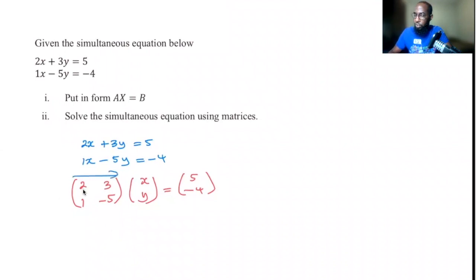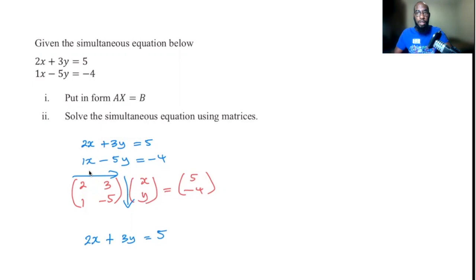Remember, it's row by column, right? Check out matrix multiplication if you are a little hazy on it. Row by column, so first with first, second with second. 2 times x is 2x, always plus. 3 times y is 3y, and that is equal to the first number here, which is 5.